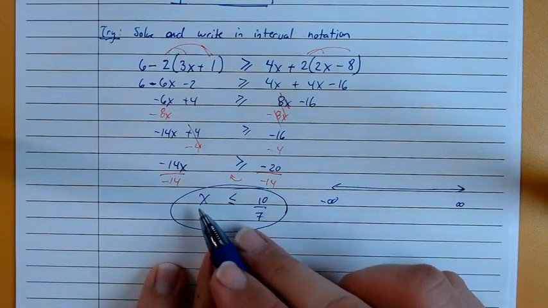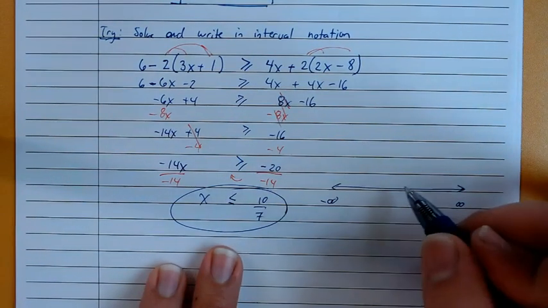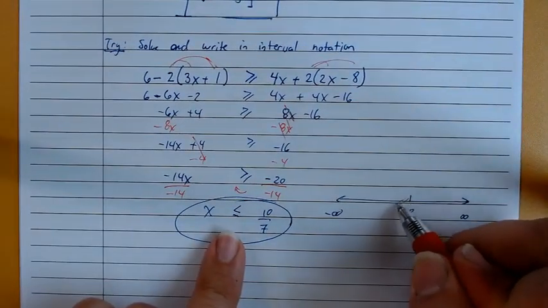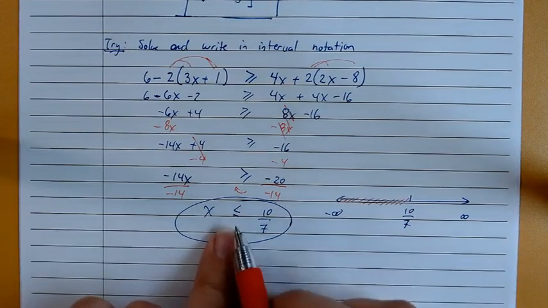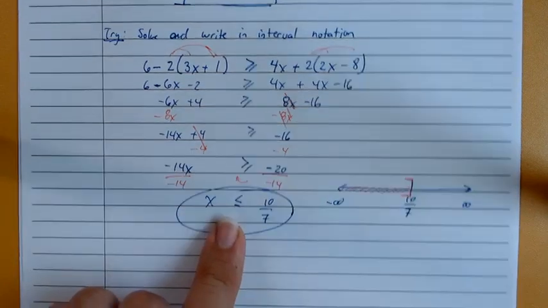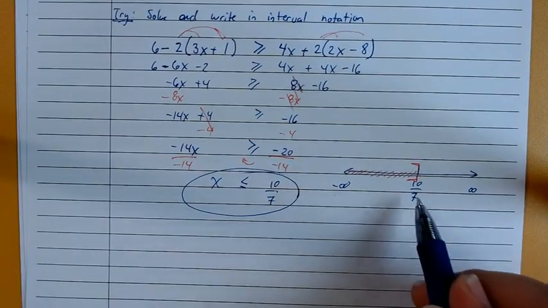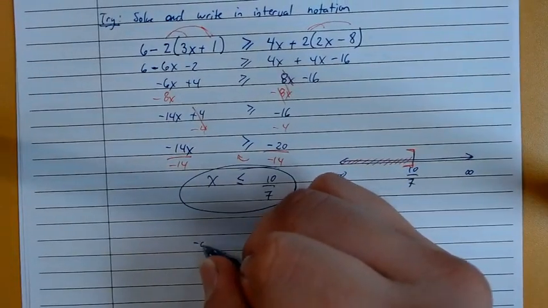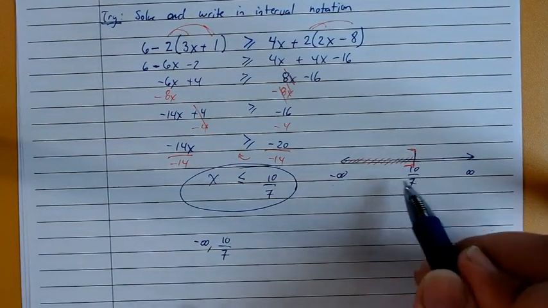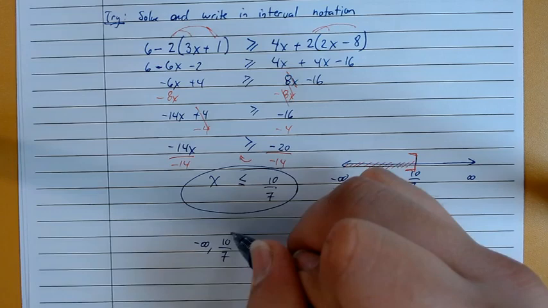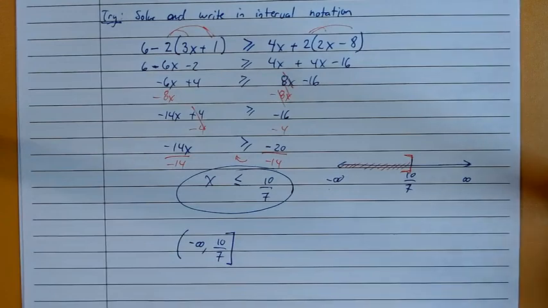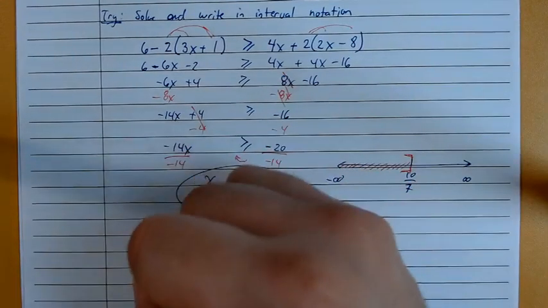Okay. x is less than or equal to 10 over 7. So wherever 10 over 7 is, I want to go to the left of that. Oh, but I also want to include that number. That's less than or equal. Okay, that means I use a square bracket there. So my interval notation is everything from negative infinity on the left up to 10 over 7 on the right. We have a square bracket around the inclusive inequality. And as always, we have a round parenthesis around the infinity. And this is our result in interval notation.